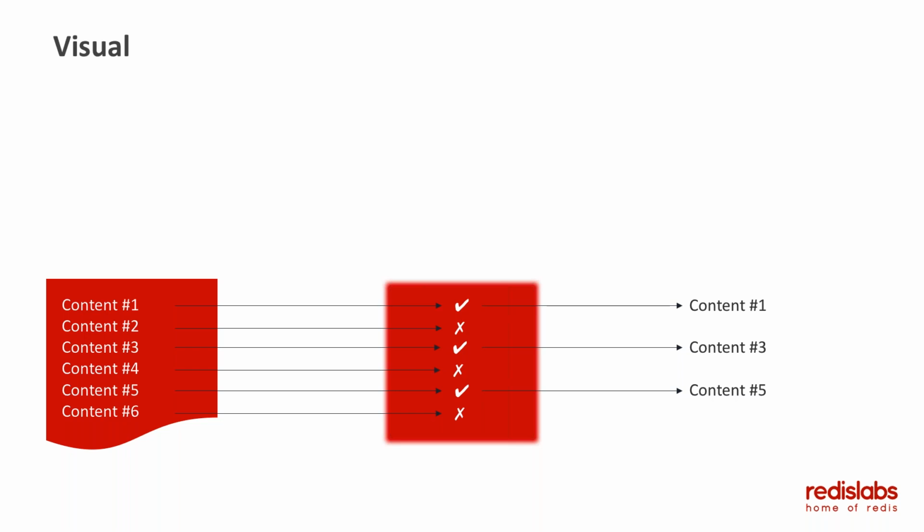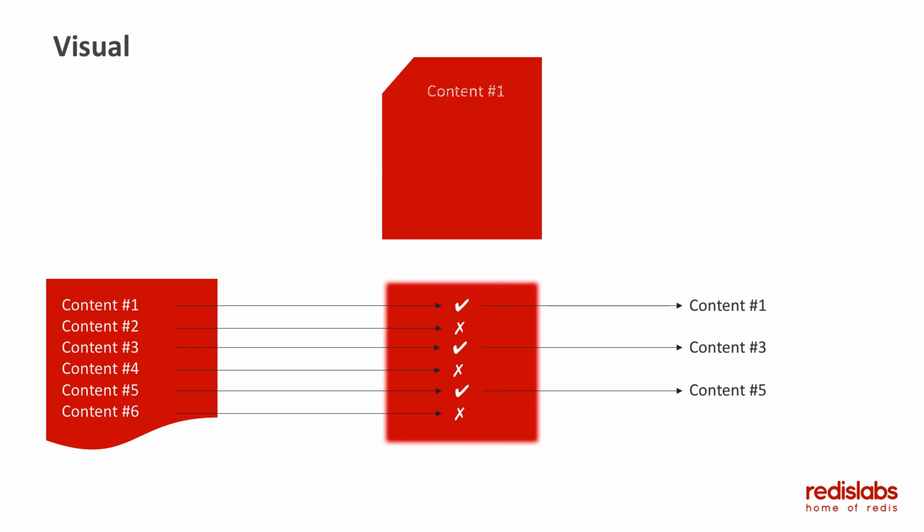So let's say we go ahead and we browse item 1 because that looks interesting to us. So I'm going to go in and I'm going to add that to the Bloom filter. Now it's going to turn into an X, and we're not going to see content 1 on subsequent loads. So that's how this all works.